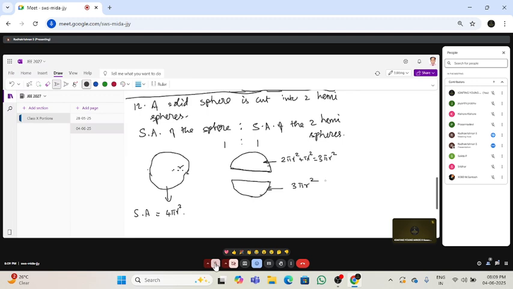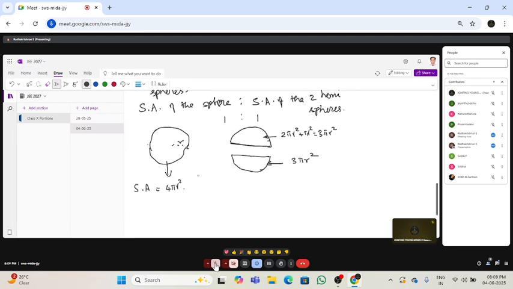So now what is the ratio? This is 4 pi r square. This is 6 pi r square. It gets cancelled out and you get 2:3. Okay, you have to be careful. Should not simply say equal.